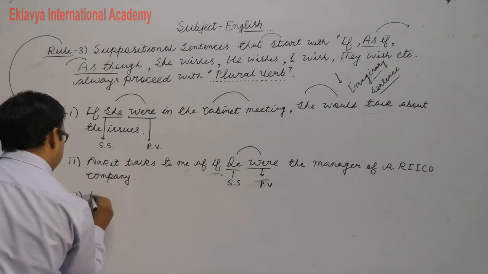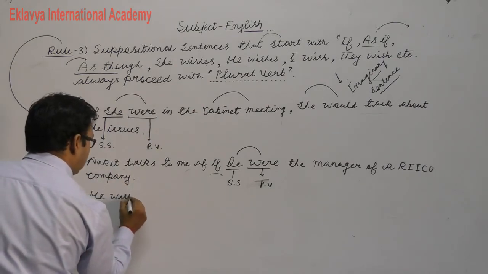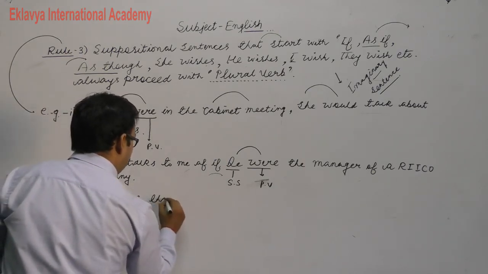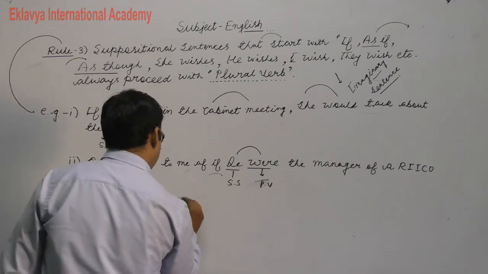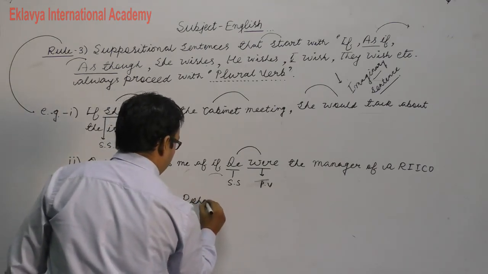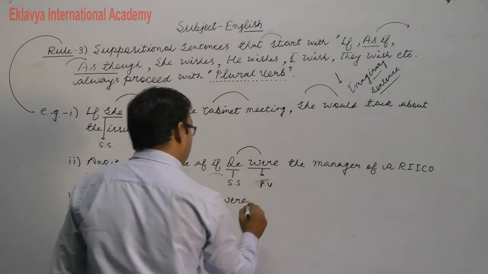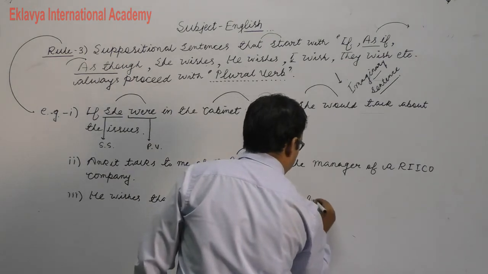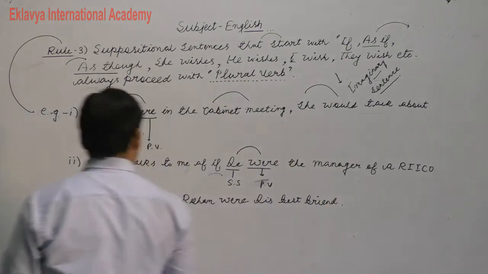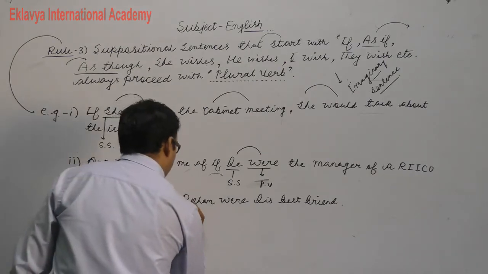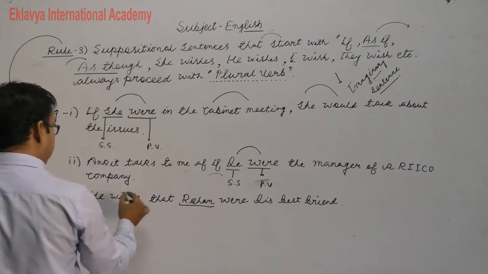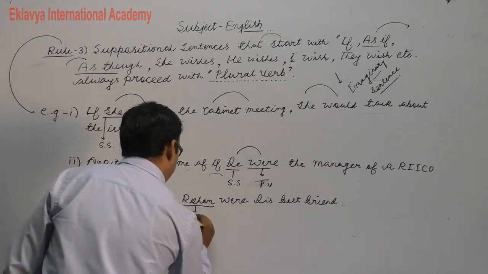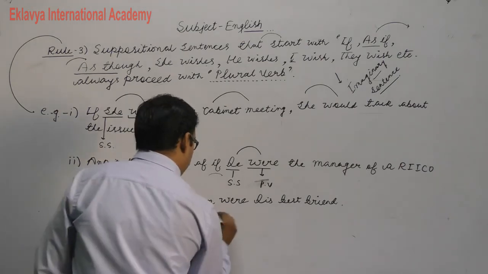Let's have: he wishes that Rohan were his best friend. Okay, best friend. Again we have Rohan. He wishes that. I have used the conjunction that here, that Rohan. Here we have a singular subject, and then you have a plural verb.